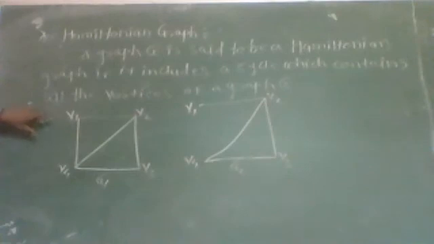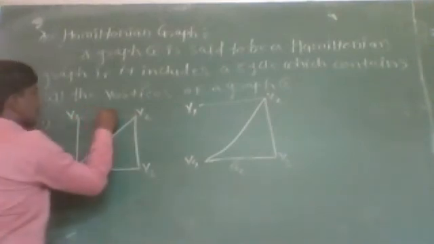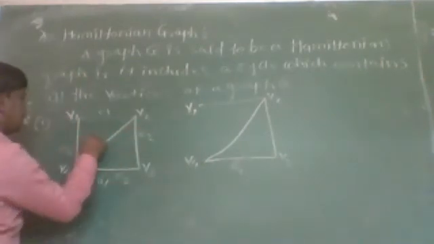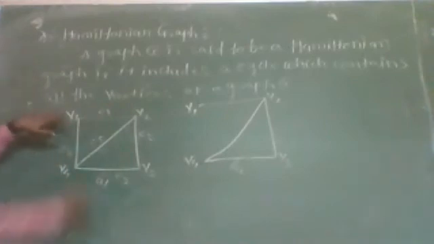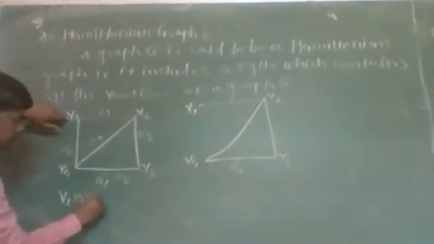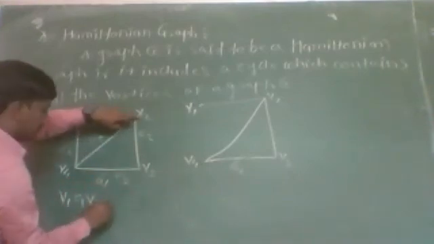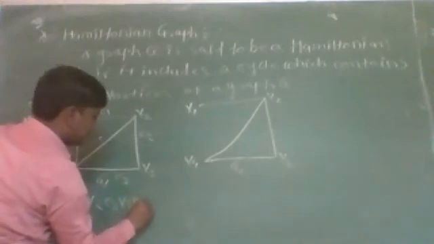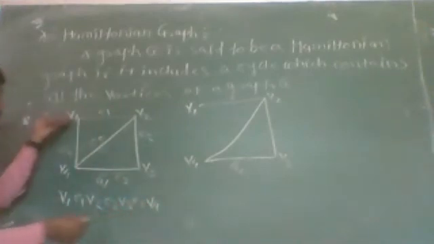According to the definition of Hamiltonian graph, a graph G1 is said to be a Hamiltonian graph if it contains a cycle which includes all the vertices of the graph. Let us find one cycle. Here are vertices V1, V2, V3, V4, and V5. So V1 to V2, V2 to V3, V3 to V4, and V4 to V1.